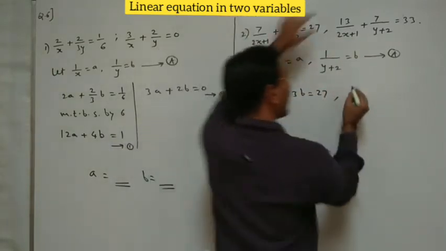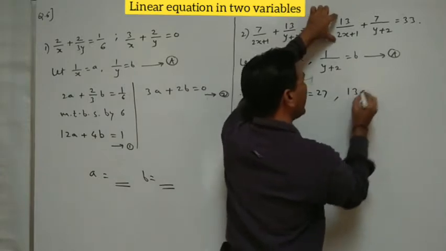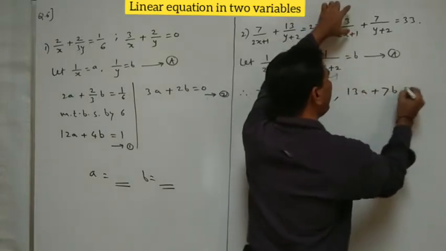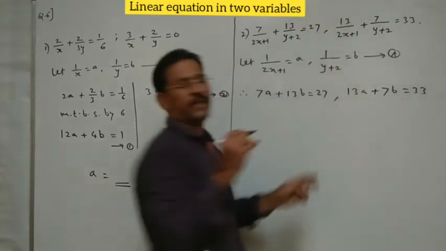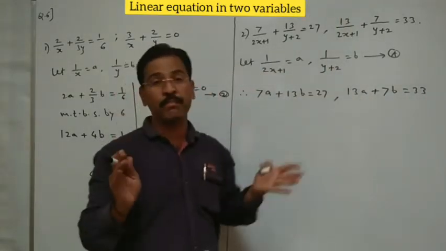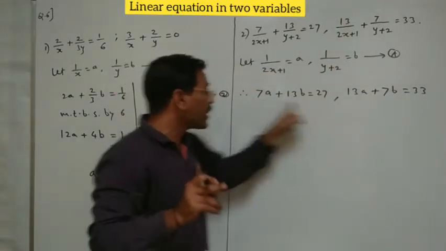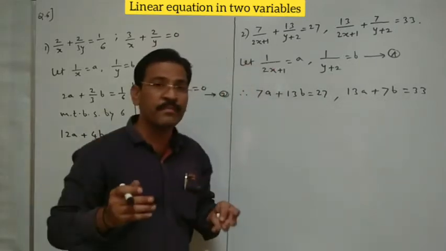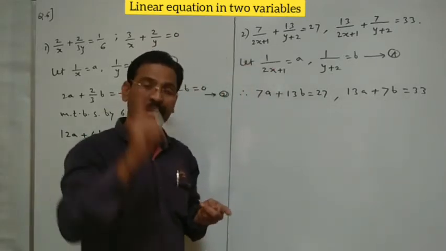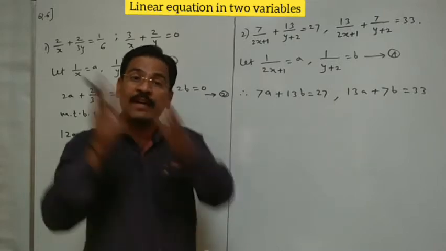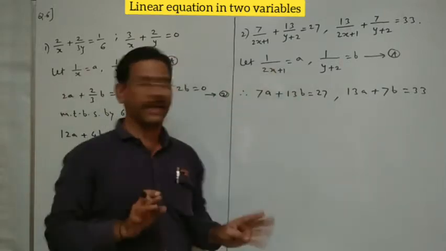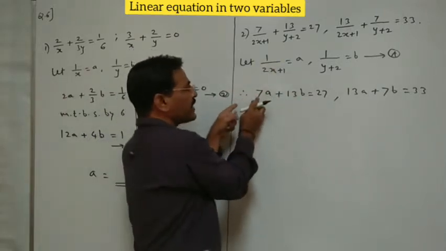That's right. Again here 13a plus 7b is equal to 33. Now look, they are very simple. Yes, tell me, these two equations are in which form? Very good. What is that? One time adding, one time subtracting. Why? Because the coefficient of a is 7.